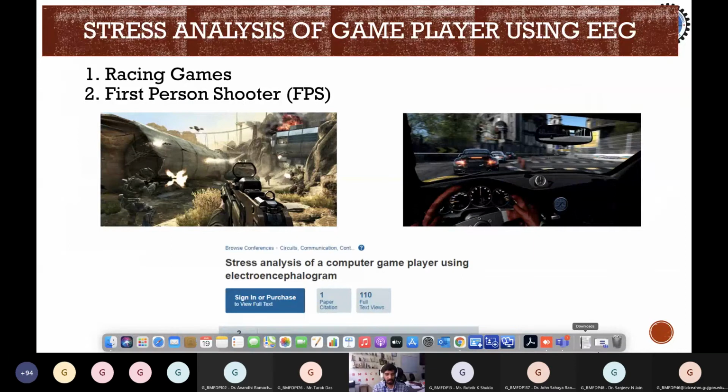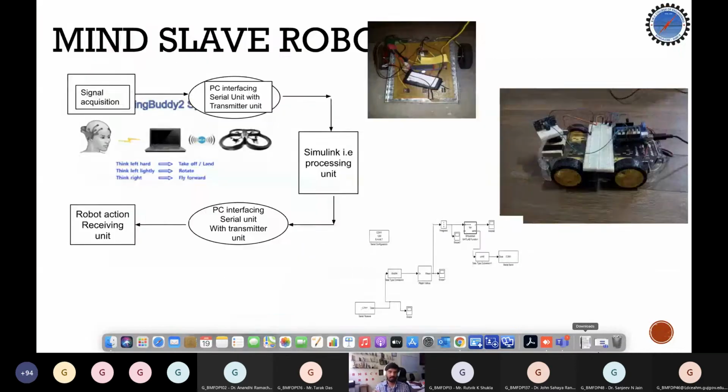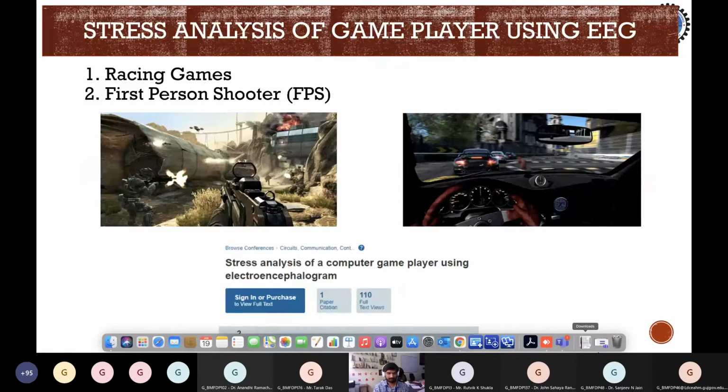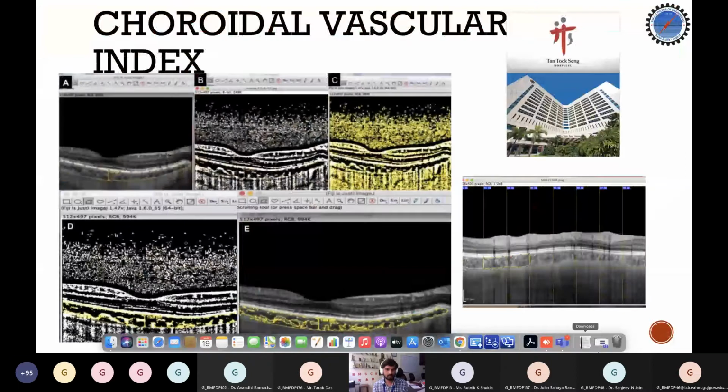So there was one group of project. There's another group of project where they just think about going left, and it used to go left. Or concentrate on one point, it used to go left or right, something like that. So this is what the stress analysis I was talking about. So we did that stress analysis of game player using electroencephalogram. We did two kinds of racing games and first-person shooter, and we got good results, which is also published in one of the conferences.